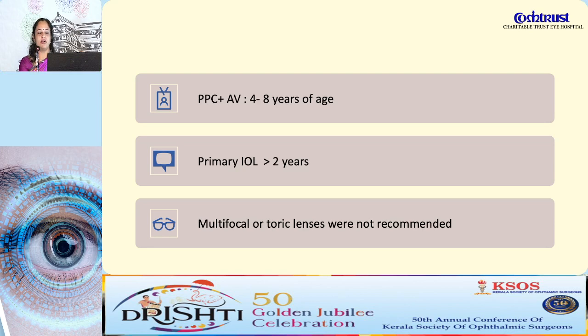PPC with anterior vitrectomy has to be done at least till 4 to 8 years of age. Beyond that, if the child is cooperative, you can go on for a YAG capsulotomy. But note the point that multifocal or toric lenses were not recommended. Okay.